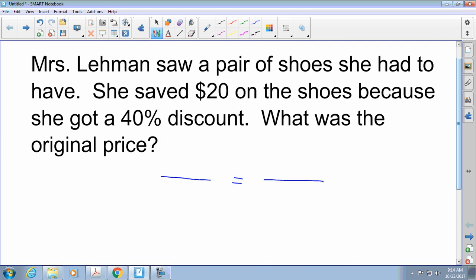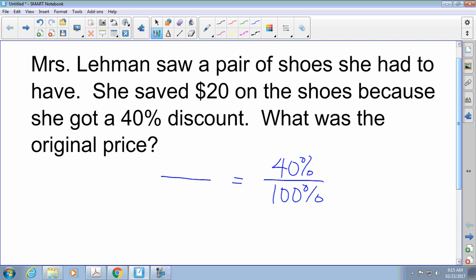So who can tell me what info we know from this? What is info that we know? Jaden? That 40% is 40 out of 100. Very good. So one of my ratios here needs to be 40% out of 100%. Very good. And 100% represents the original price, right? The whole amount. So what do I need to put for original price?